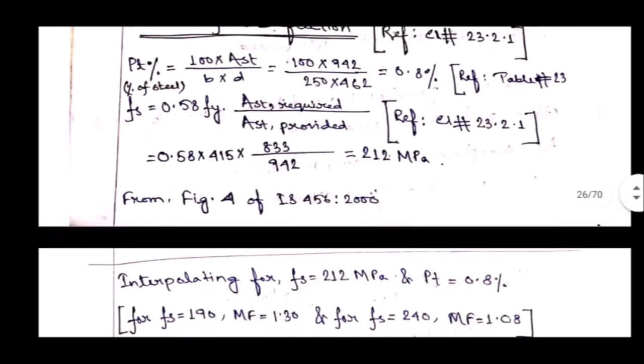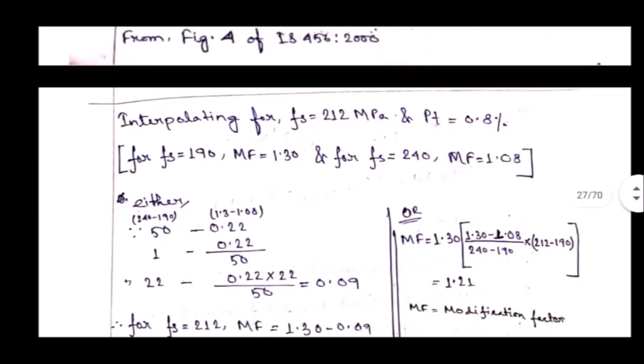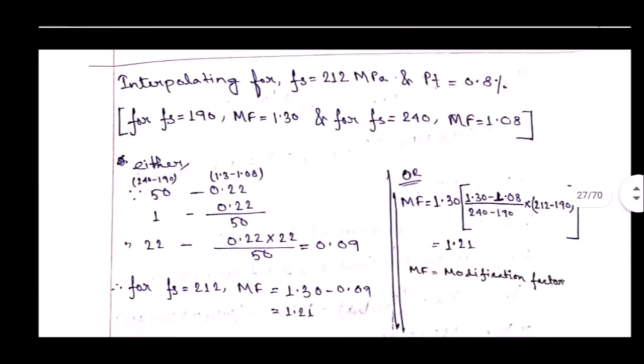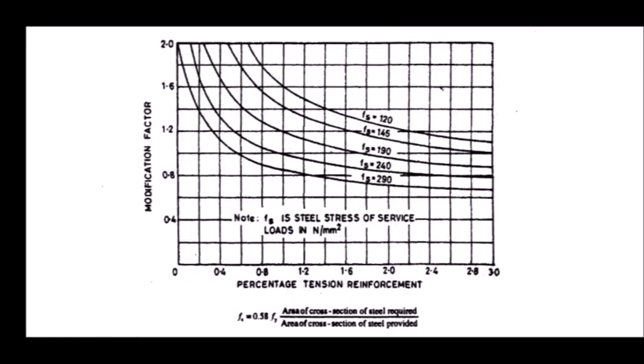So from figure 4 of IS 456-2000, we have to find out the value of modification factor with the help of the graph and with the help of interpolation method. So for Fs equal to 212 MPa and percentage of steel 0.8, we have to find out the value. So let's check the figure. In this graph, we have to find out for percentage of steel 0.8. Look on the x-axis: 0, then 0.4, then 0.8. 0.8 is given in the line.